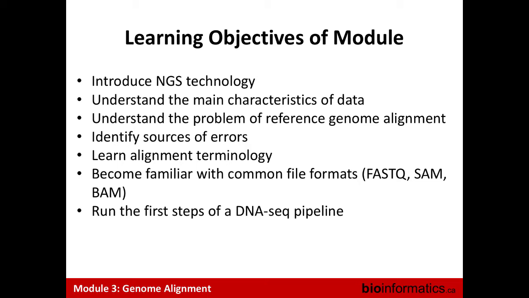I will mainly focus on the Illumina approach because it's what we usually use for DNA alignment and DNA analysis. The idea is to understand the characteristics of the data, and for each type of data, what problems it brings when we align it to reference genomes, to identify the possible sources of error and how we can correct them or take them into account. We'll also learn about the different terminologies and file formats, and at the end, in the practical, we'll do the first step of a DNA-seq pipeline.